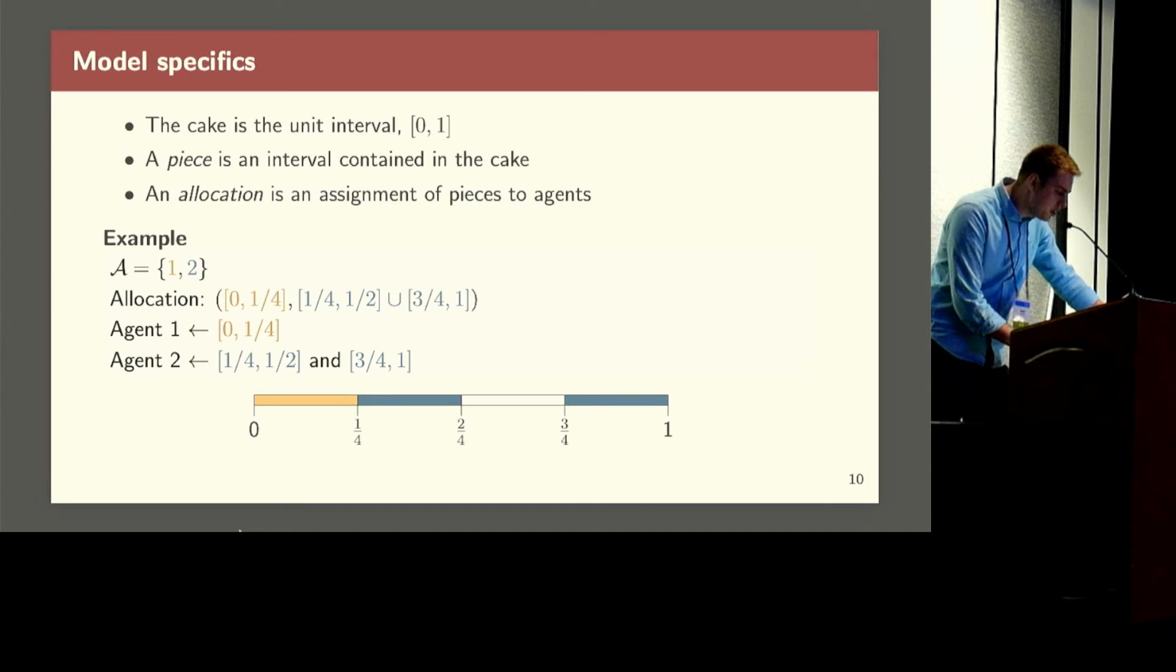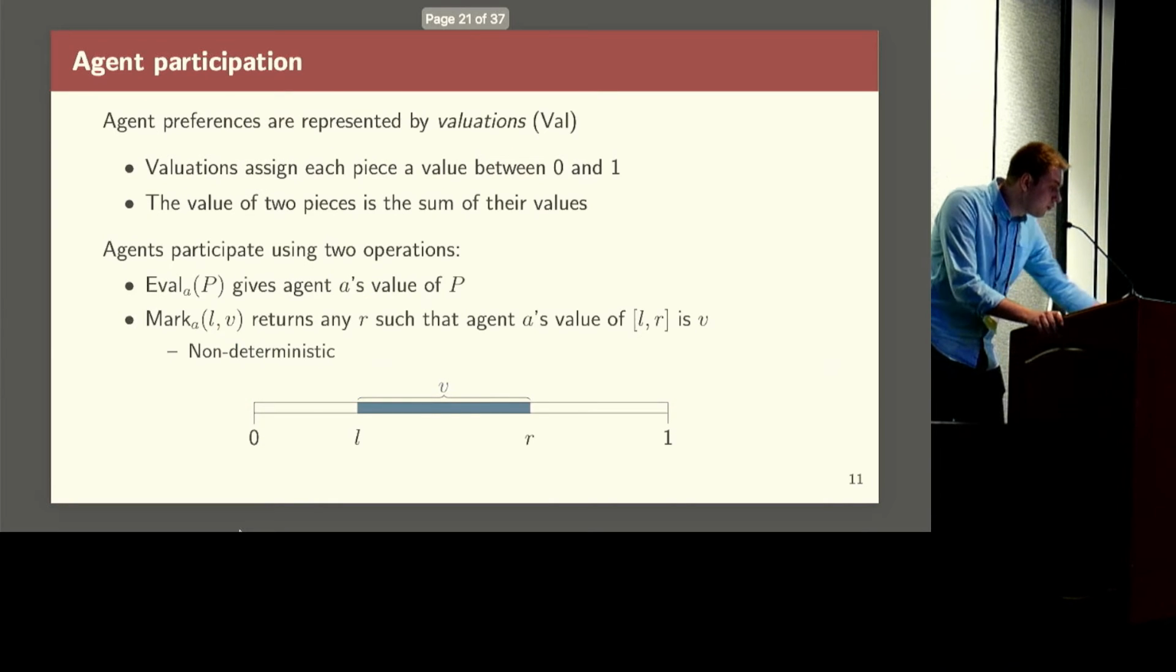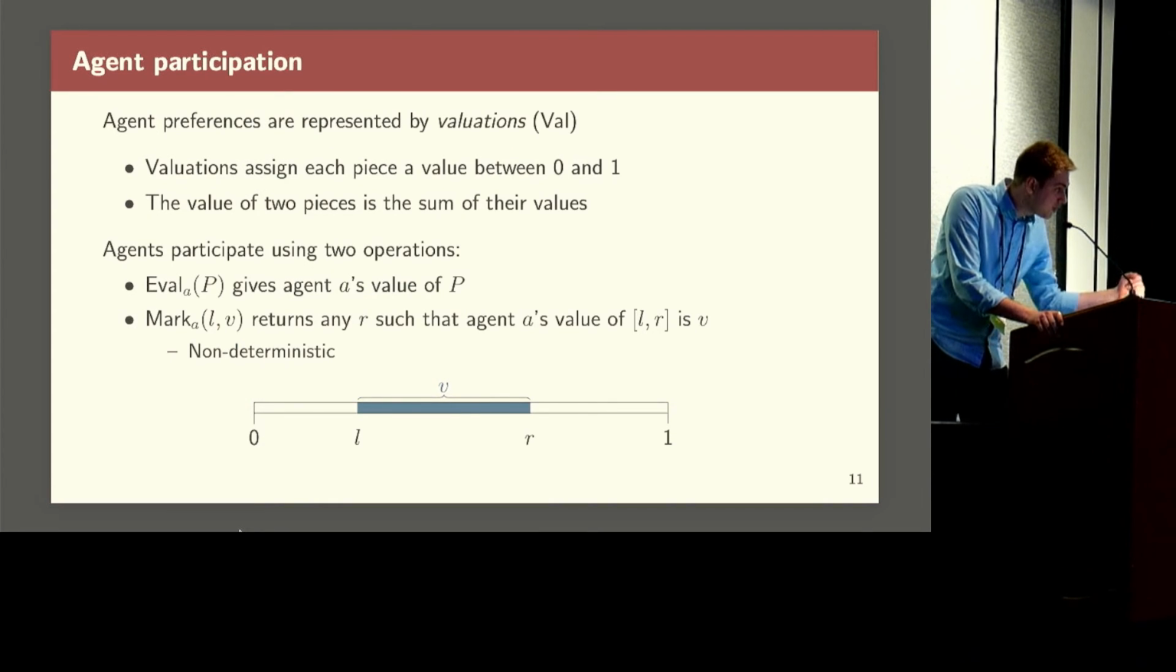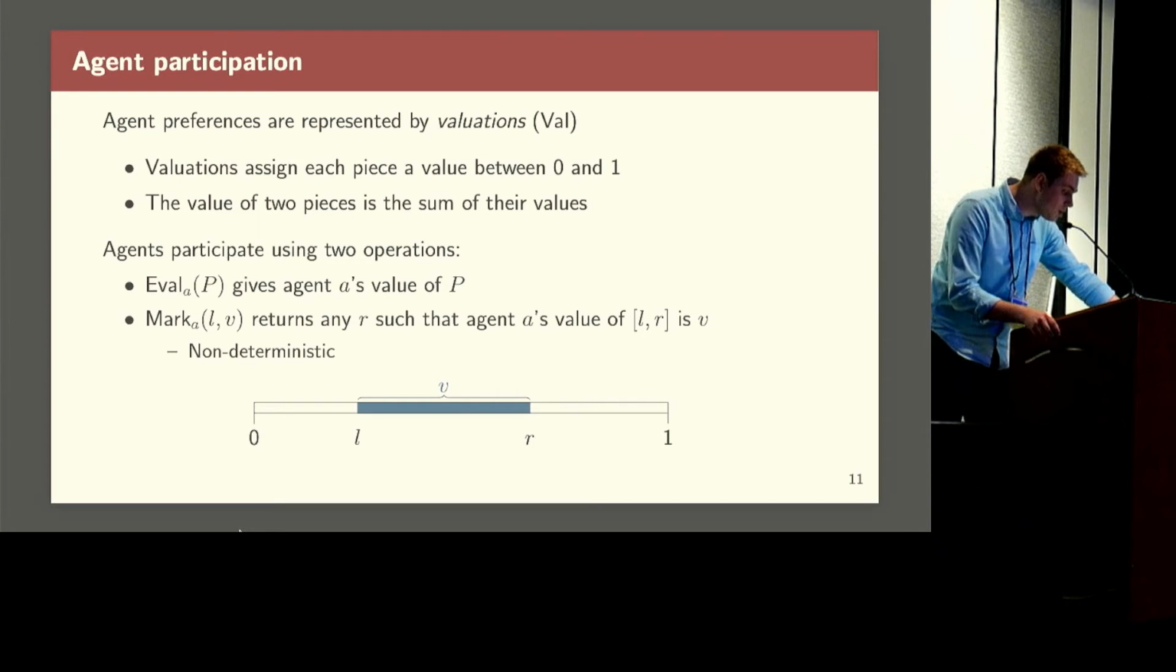All right, now we have to actually model how the agents interact within the protocol. To do that, we first need to talk about how we model their preferences. These are modeled by valuations. Valuations are functions that assign each piece a value between 0 and 1, where more is better. In this case, the value of the whole cake is 1. We also assume that the value of 2 pieces is the sum of their values, provided that they're disjoint. There's a few other assumptions, but I don't think I have time to share them here.